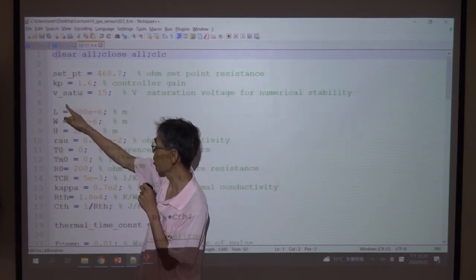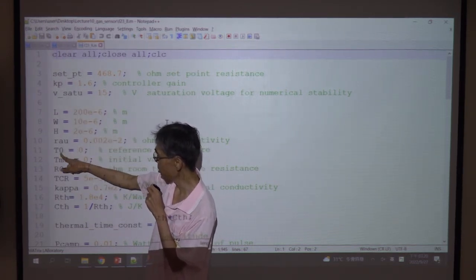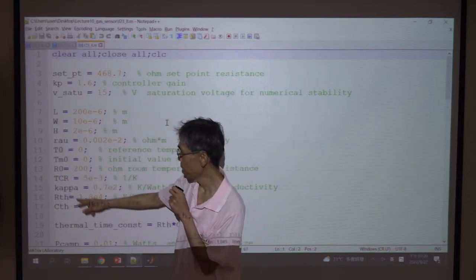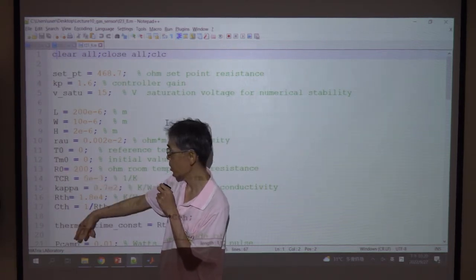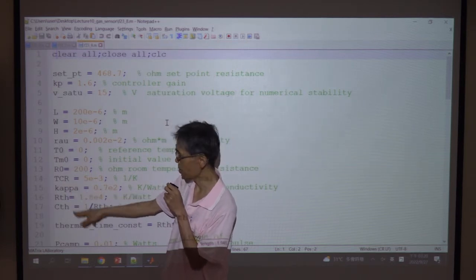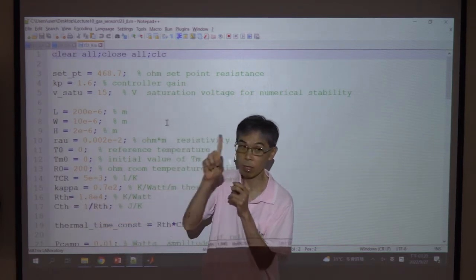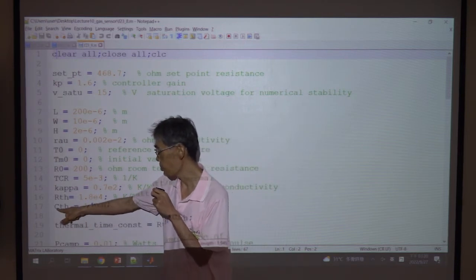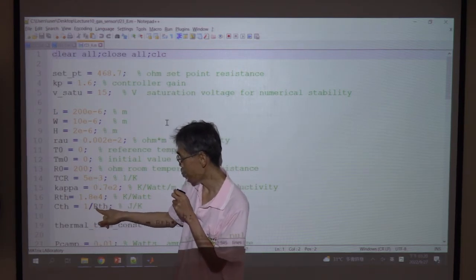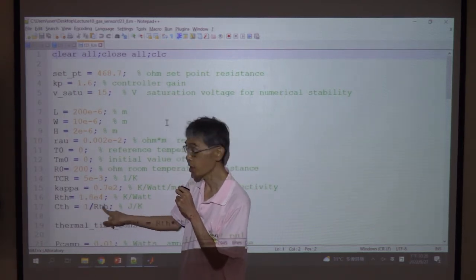And KP 1.6, V saturation 15 volt, dimension, resistivity, initial temperature of the sensor resistor, initial resistance, temperature coefficient of resistance, thermal conductivity, thermal resistance. In order to have time constant equal to 1, we set thermal capacitance equal to 1 over RTH. So in English, we read 1 over RTH.